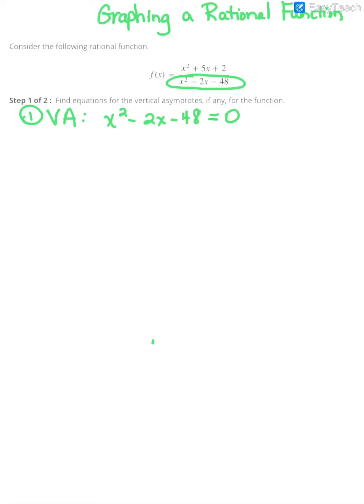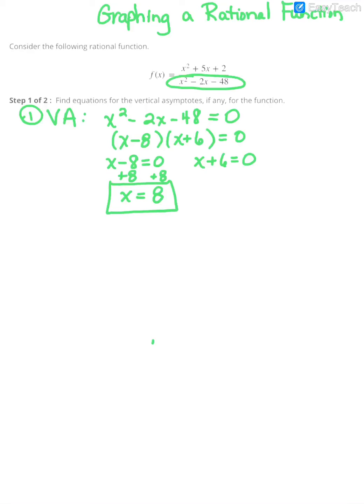In this case, because I have a quadratic, in order to solve a quadratic, I must try to factor it first. My factors will be x minus 8 times x plus 6, and then I will individually set each factor equal to 0 so that I can solve. So you'll notice this particular function is going to have two separate vertical asymptotes. x equals positive 8 and x is equal to negative 6.